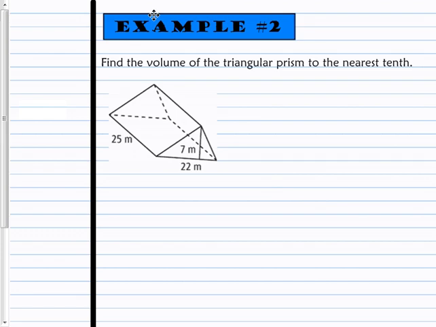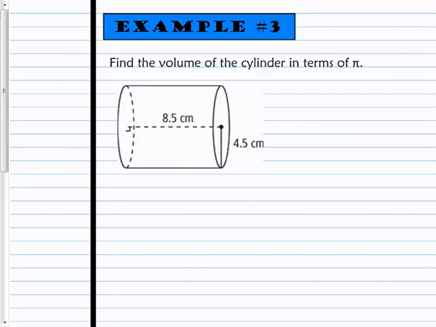Example number 2, you're going to do the same exact thing, and I really want you to try to do this one on your own, and we'll go over the answer in class. It's a triangular prism. It says right there in the problem. So you're going to find the area of the base, so the area of this triangle, which you should know how to find the area of a triangle, and then you're going to multiply it by the height. And that gives you the volume. So go ahead and try that problem all on your own. Come to class with an answer, and let's see if you're right.